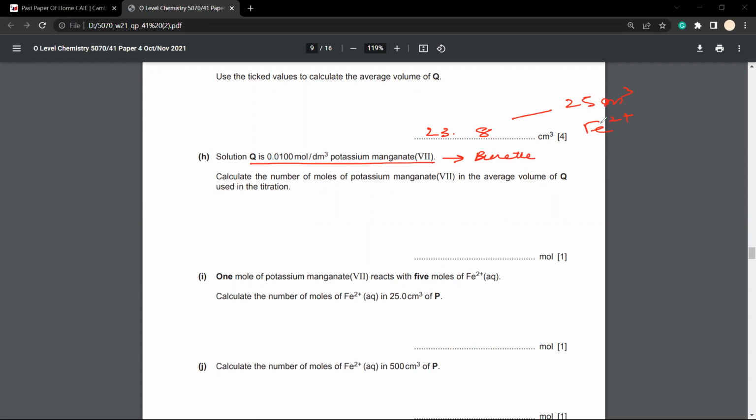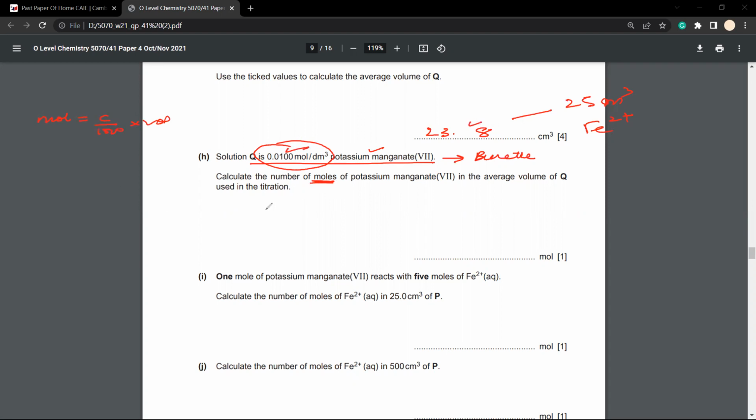ठीक है, तो 25 cm³ of iron 2 is being neutralized by 23.8 cm³ of potassium permanganate of this particular concentration. Now we need to find out the moles of potassium permanganate. Now this I have already explained in my video on moles in solution, that whenever we need to find out the moles of a solution, then the formula we'll be applying is that moles equal to concentration over 1000 multiplied by the volume. So we do have the concentration, we do have the volume.